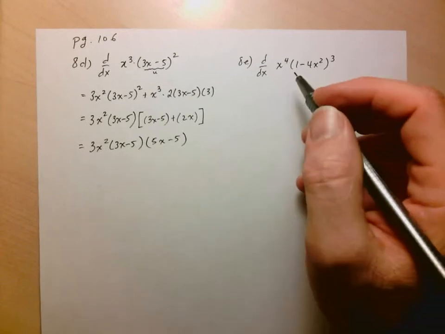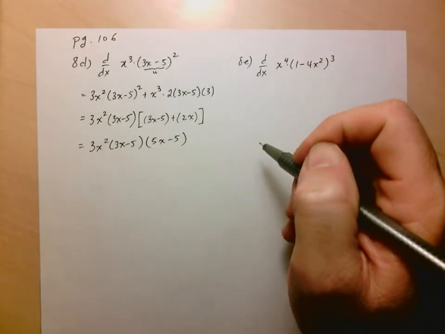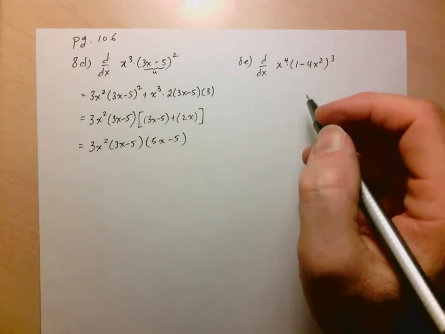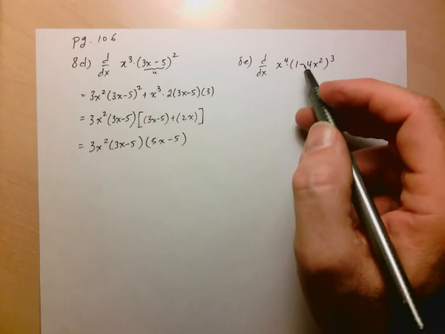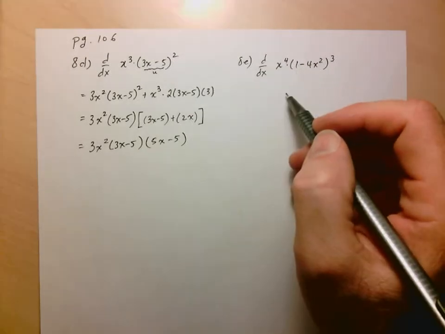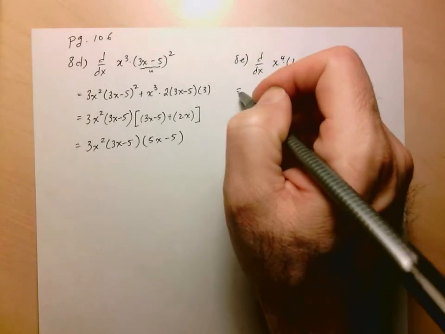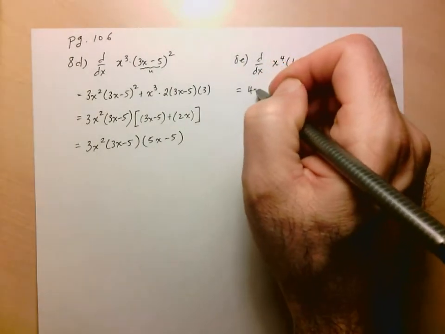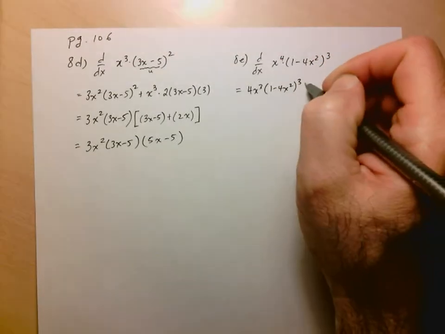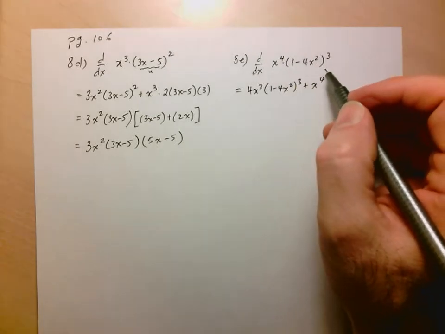I'm going to do something very similar in the second one, because again, I recognize this as a product of two functions: x to the fourth times the cube of that binomial. Like I said, in this case I wouldn't consider it an option to cube this, multiply by x to the 4 and take the derivative. It makes more sense to do what I did here. So let's go ahead. Derivative of the first, 4x cubed, times the second function, 1 minus 4x squared all cubed, plus the first function, x to the fourth. And again, the derivative of this one is going to require the chain rule.